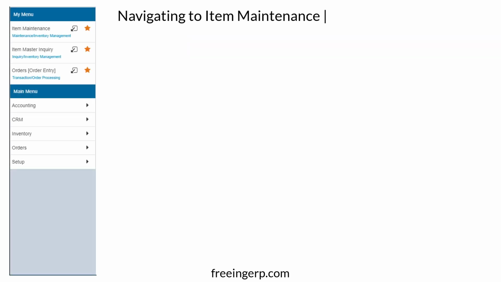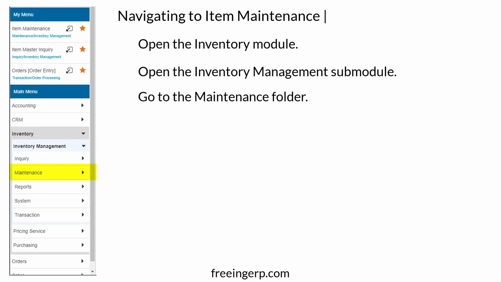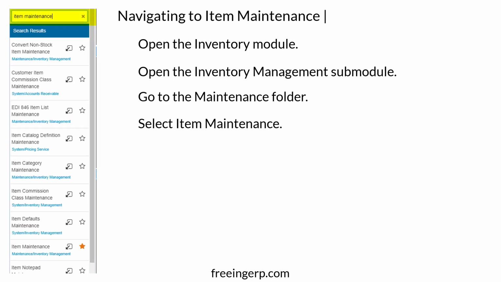First, we'll need to go to Item Maintenance. In order to do that, open the Inventory module. Then, open the Inventory Management submodule. After that, you'll go to the Maintenance folder. Finally, scroll down to find Item Maintenance. You can also go to the search bar to quickly find the window.